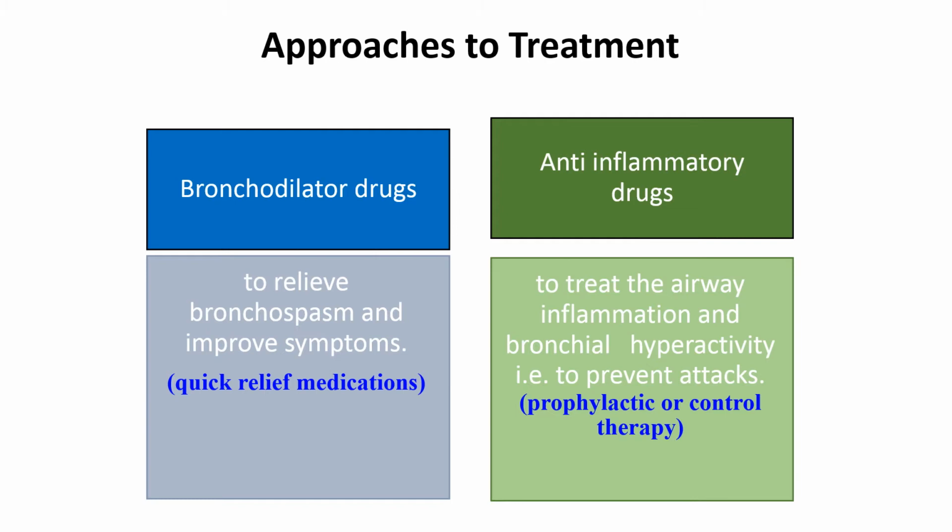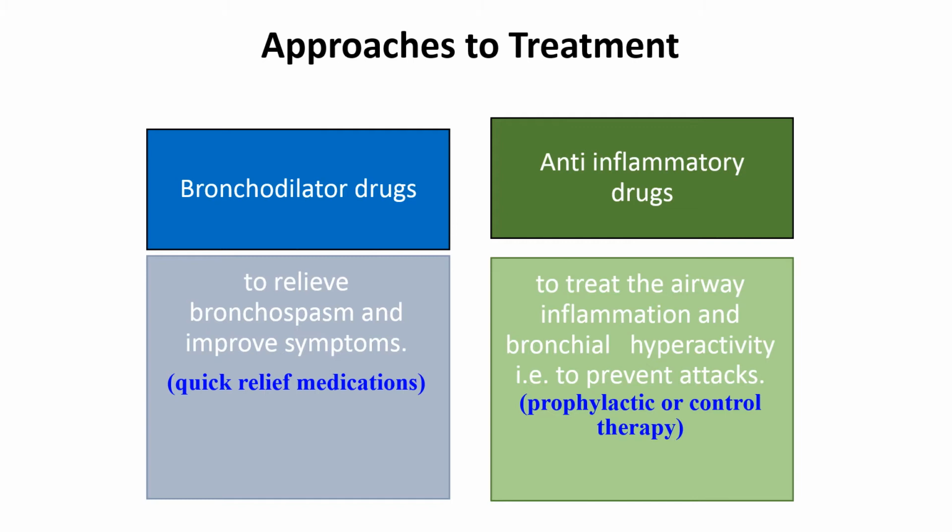So bronchodilators, what it will do, as I have told you, if a patient comes to OPD or a clinic with an acute attack of asthma, you need to give quick relief to the patient so that the symptoms improve and the bronchospasm is relieved. So for that purpose, we use bronchodilators, and the purpose is to relieve the symptoms. So we can also call bronchodilator a reliever drug. Reliever means to relieve the symptoms or the manifestations that the patient actually has at that particular moment.